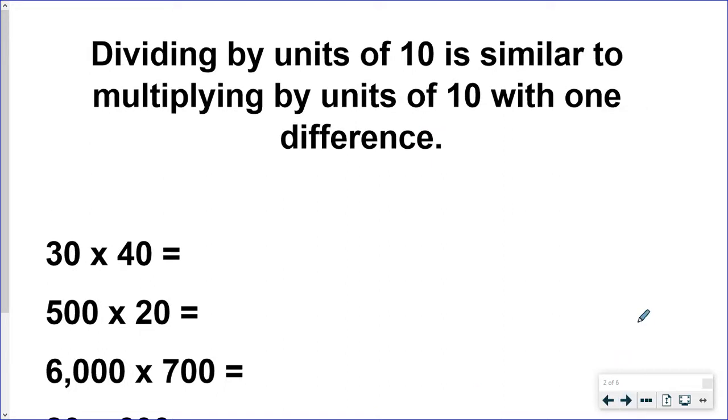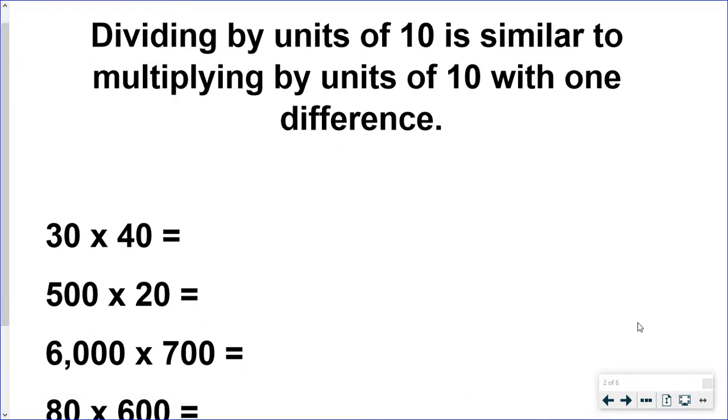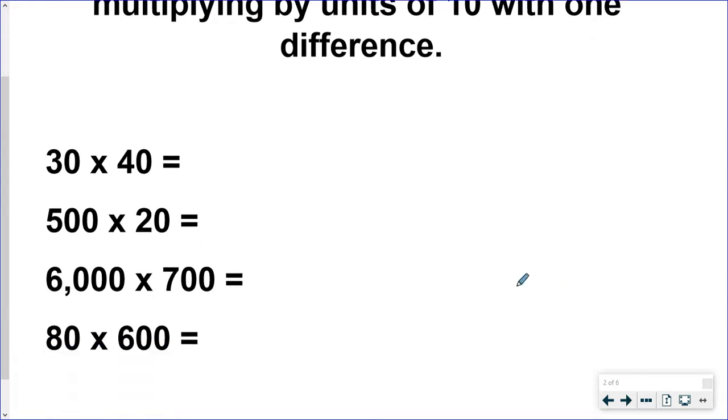Dividing by units of 10, which this particular lesson talks about, is very similar to multiplying by units of 10. We actually did this, I believe, last chapter, but there is one major difference. When we did this last chapter, these were all multiplication problems. And what we taught, at least hopefully what you remember, is I have 30 times 40.